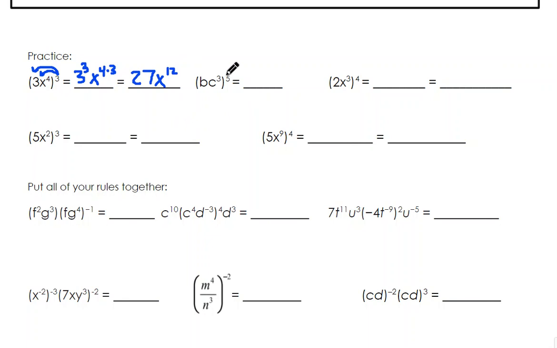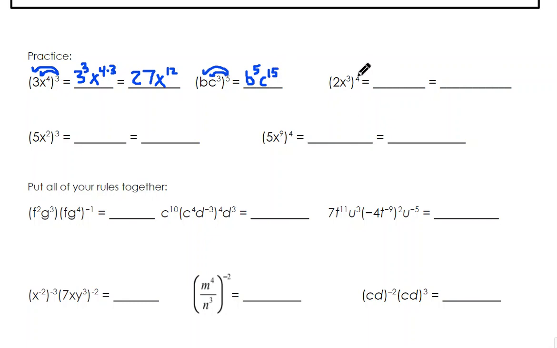All right, so let's do another one. All right, so I have a 5 on the outside here, right? So this 5 is going to go to everything on the inside. All right, so B didn't have an exponent, so it's really a 1. 1 times 5 is 5. And then C has a 3, so I can do 3 times 5, and 3 times 5 is 15.